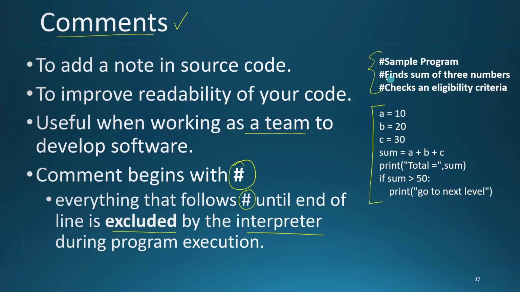And now it sees the second line also starts with the hash, it will skip the second line. Now it sees the third line also starts with the hash, it will skip that line. And that is why I told you your interpreter will start over here. Okay, a is equal to 10, and then it will start executing your program. A comment is written for humans, not for the Python interpreter.